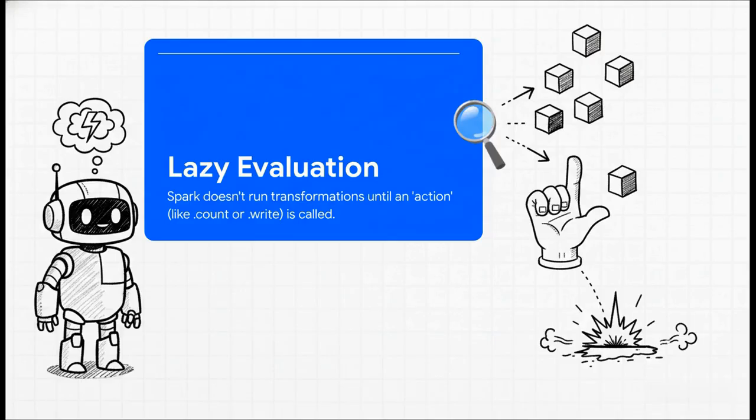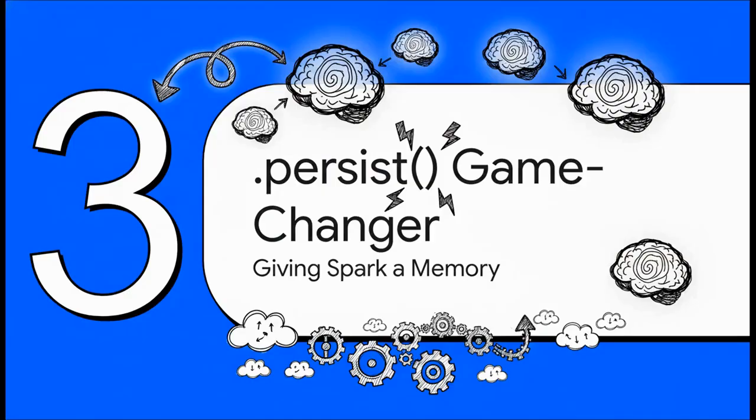It won't actually do any of the data transformations you ask for until you force its hand with what's called an action, like .count or .write. It does the work, gives you the answer, and then, woof, it immediately forgets everything it just calculated. And while that can be good for conserving resources, in our case, it was the root of our entire 40-minute problem. So if Spark is forgetful by nature, how do we give it a better memory?